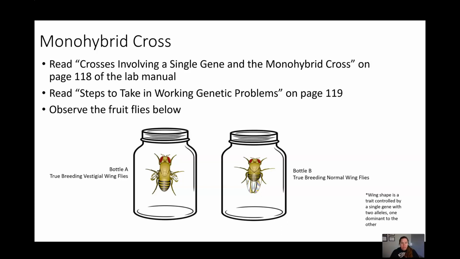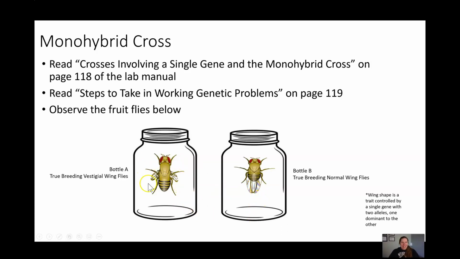Okay, so this problem is modeling exercise 1 that starts on page 119, and this is all about a monohybrid cross with a single dominant gene. So we're assuming that we have a single gene that has only 2 allele possibilities, one allele being dominant to the other. We can observe here we have 2 different bottles. I promise they're not this big in real life. I just made them big so that you can see their wings a little bit easier.